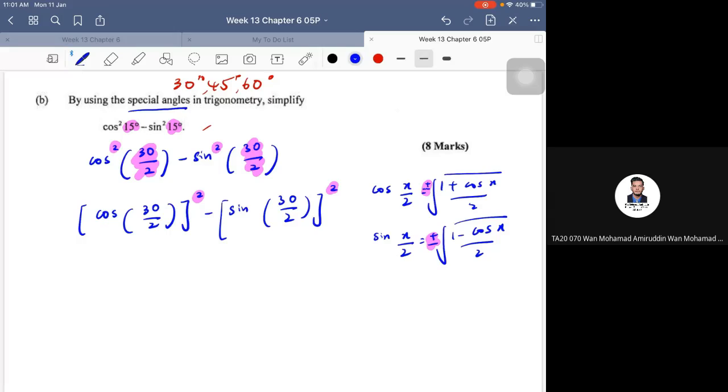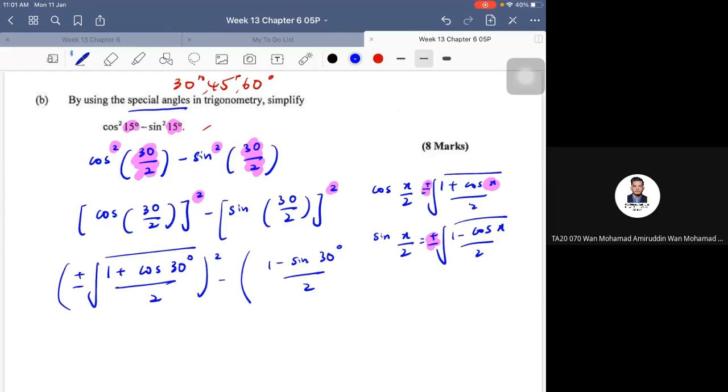So when I substitute into the formula, so cos 30 per 2, so kat sini I kena ganti dia sebagai 30. So I will end up with 1 plus cos 30 degree, so divide by 2, square root plus minus square, and minus, on this side I'm going to have sine of 30 degree, so dia akan jadi 1 tolak sine 30 degree, so bahagi dengan 2. So this is going to be square root tambah tolak, and again it's going to be square. And of course bila kita square root, kita squarekan dia, automatically the half and the 2, so dia akan cancel each other, dia akan jadi kuasa 1.